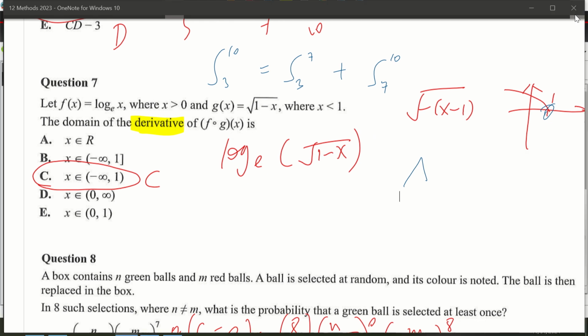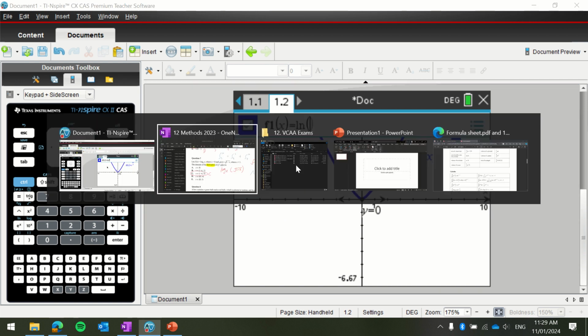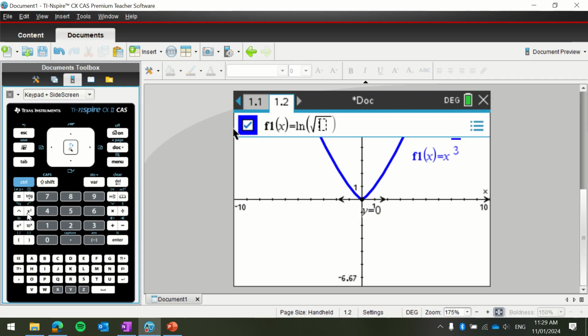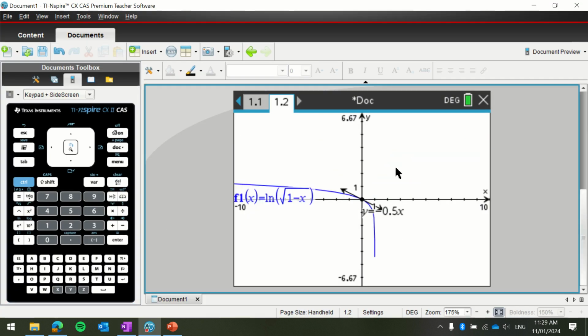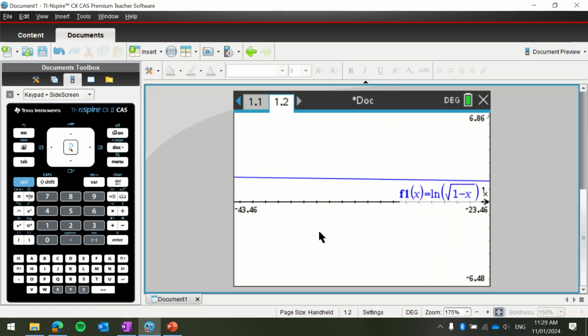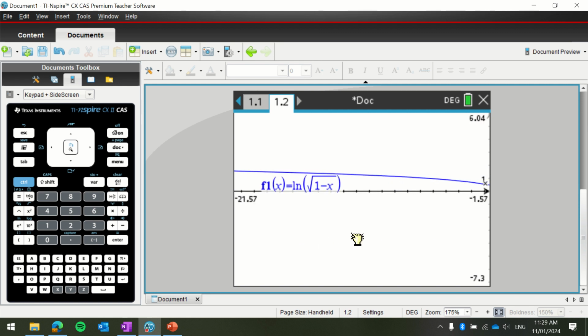And you can always check this, right? You can always check this. So I'm going to come over here, and I'm going to put that in. Now it's giving me the tangent, so I don't want that. Okay, so you can see the function behaves very nicely. It's all smooth. There's no sharp corner.